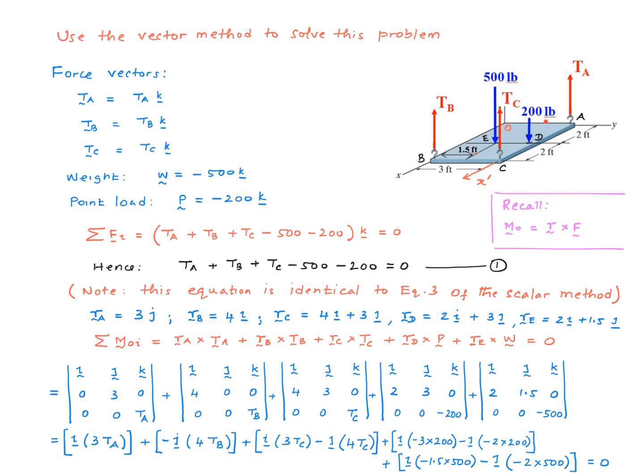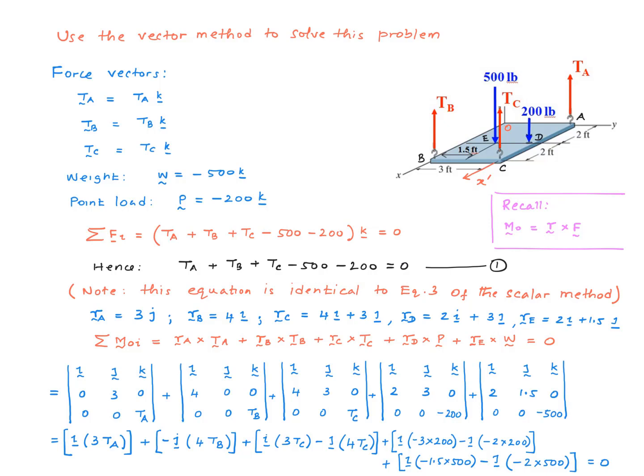So vector RA, which is the vector going like this from O to A, is simply 3j. The coordinates of point B are 4 in the x direction, 0 in the y direction, 0 in the z direction, and therefore vector RB is simply 4i. Coordinates of point C are 4 in the x direction, 3 in the y direction, 0 in the z direction, and therefore vector RC is 4i plus 3j, and so on. I'll let you follow these two on your own.